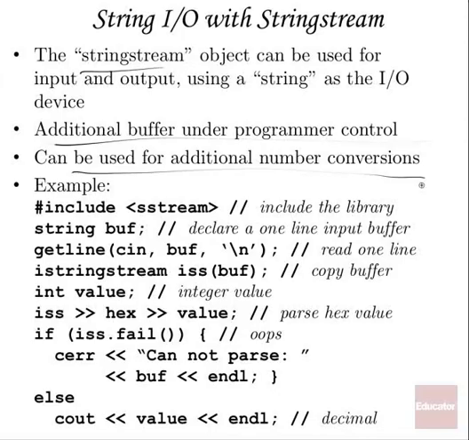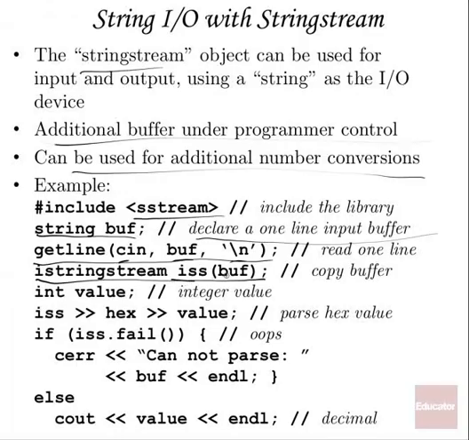For example, we'll have a string, a buffer. Okay, first we're bringing in the library. We're going to declare a one-line input buffer. And we're going to get that line from the user or from the standard input, wherever it's coming from. There's the buff, and we're going to go all the way until we get to the newline. So that's one line of data that has been stored in the string.